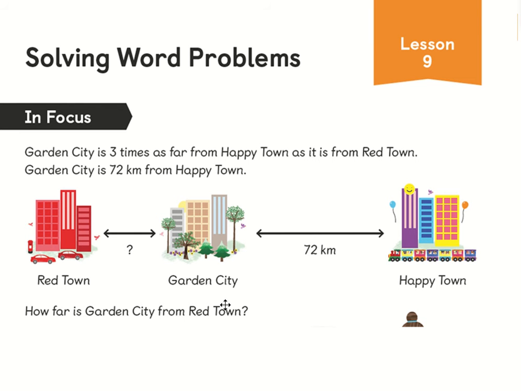So how could you use a bar model to help you to think about how far away Garden City is from Red Town? Here's Garden City. We know this is 3 times as far as this distance. How can you use a bar model? I'd like you to pause the video and just have a couple of minutes. If you've got someone at home to talk through it with, talk to that person. If not, you might want to make some notes or sketch out a bar and just have a think about how you might represent that on a bar model.